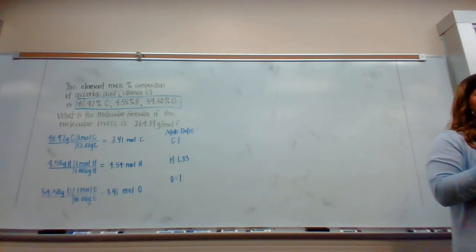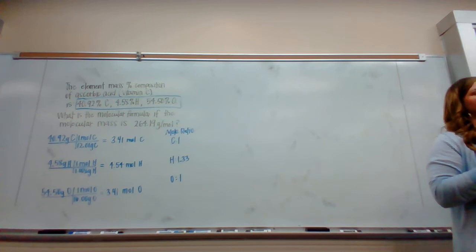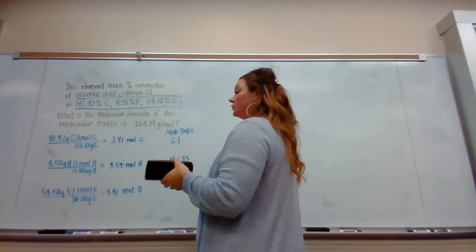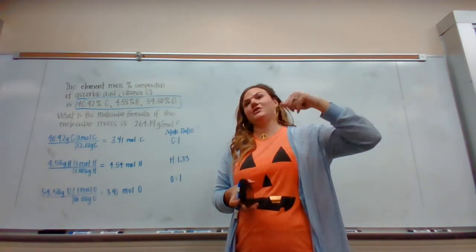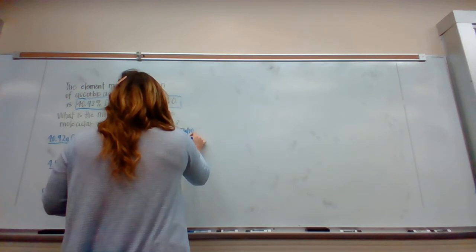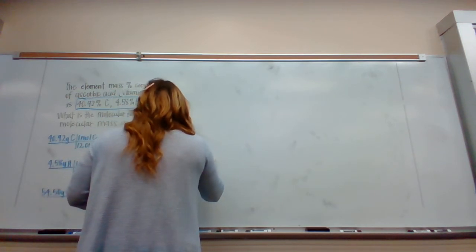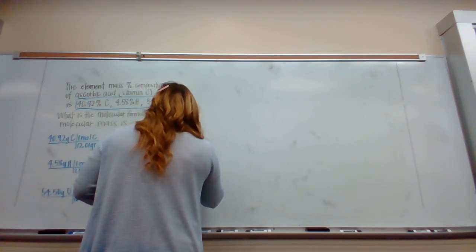What can I divide 0.33 by to get a whole number? 3. Correct. If you don't know, just go through the line. Do 2, 3, 4, 5 until you get a whole number. So multiply everybody by 3 so that I can make hydrogen whole.